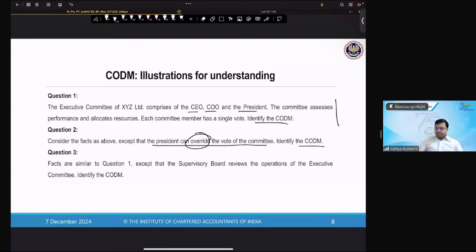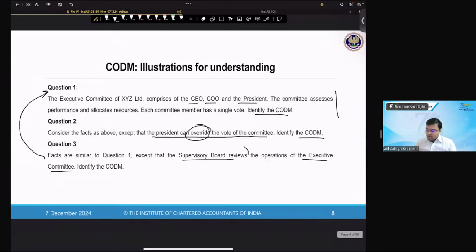And question 3, facts are similar to question 1, except that the supervisory board reviews the operations of the executive committee. So facts are similar. So now you tell me who becomes the chief operating decision maker. Executive committee. Supervisory board only reviews. It will only review.